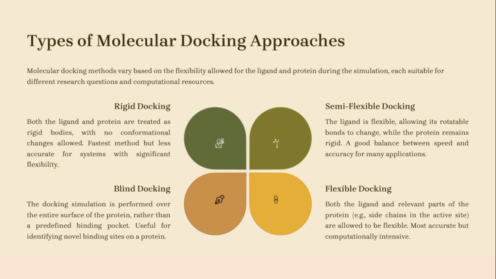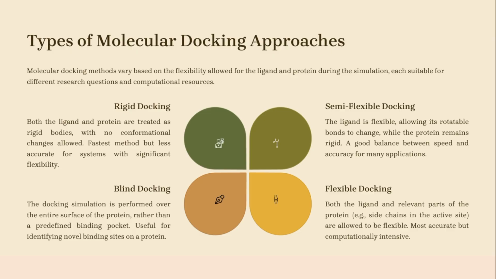Rigid docking is useful when the structure is known and doesn't change. Semi-flexible docking, where the protein is rigid and the ligand is flexible, is the most commonly used. And flexible docking, where both protein and ligand are flexible, is more accurate but computationally expensive.